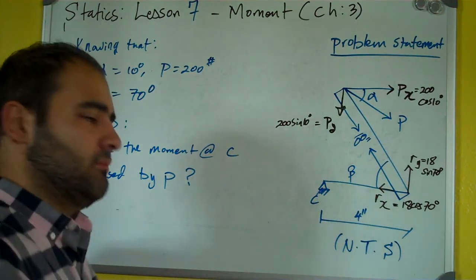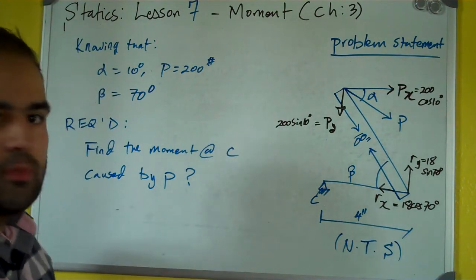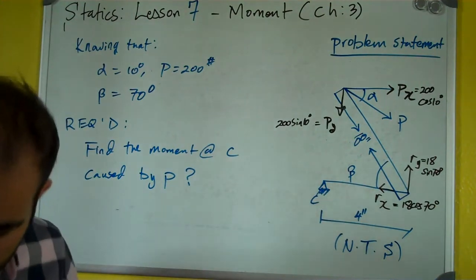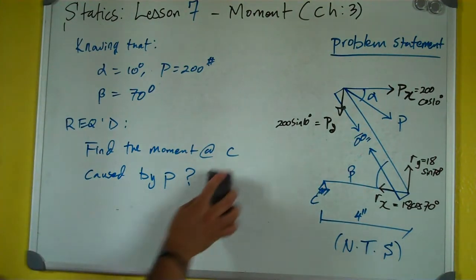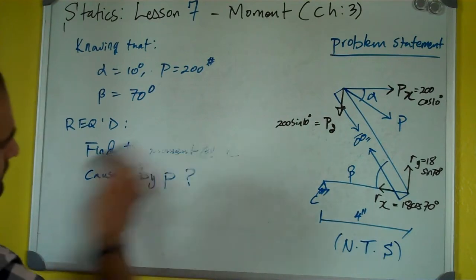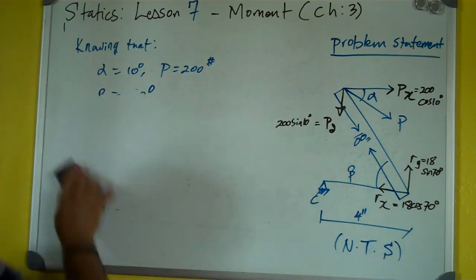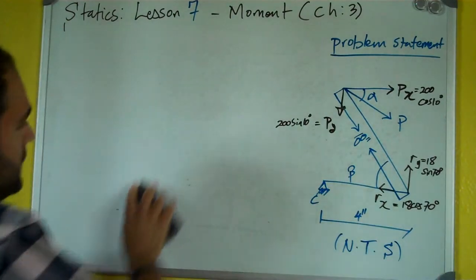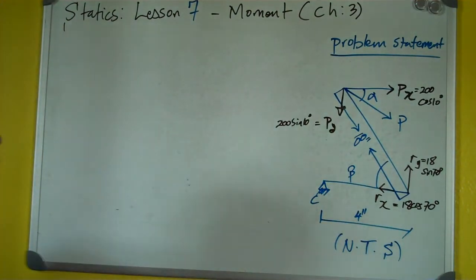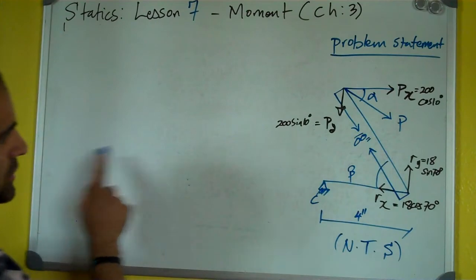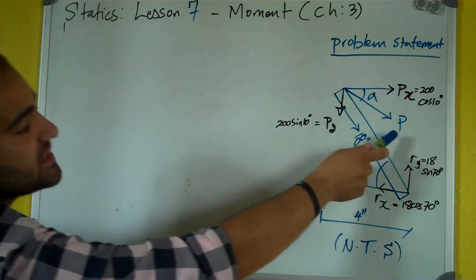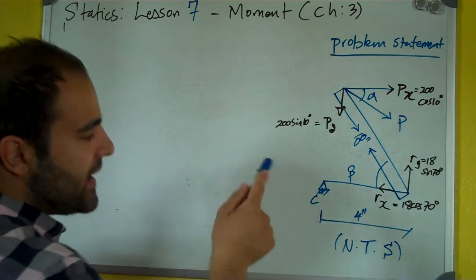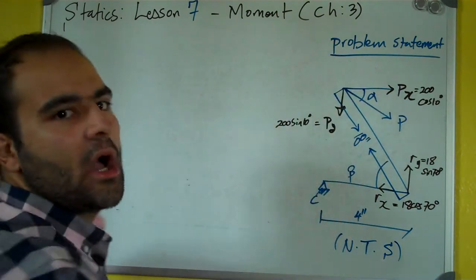If I did this, boom, done. Everything should be easy. So let me erase this part. Where's my eraser? Okay. We're looking for the moment at C caused by P, obviously. I just had a comment: if I have another force, I'm just asking you the moment at C caused by P. Don't worry about the other force. If I say find the moment at C, then you have to count how many forces.